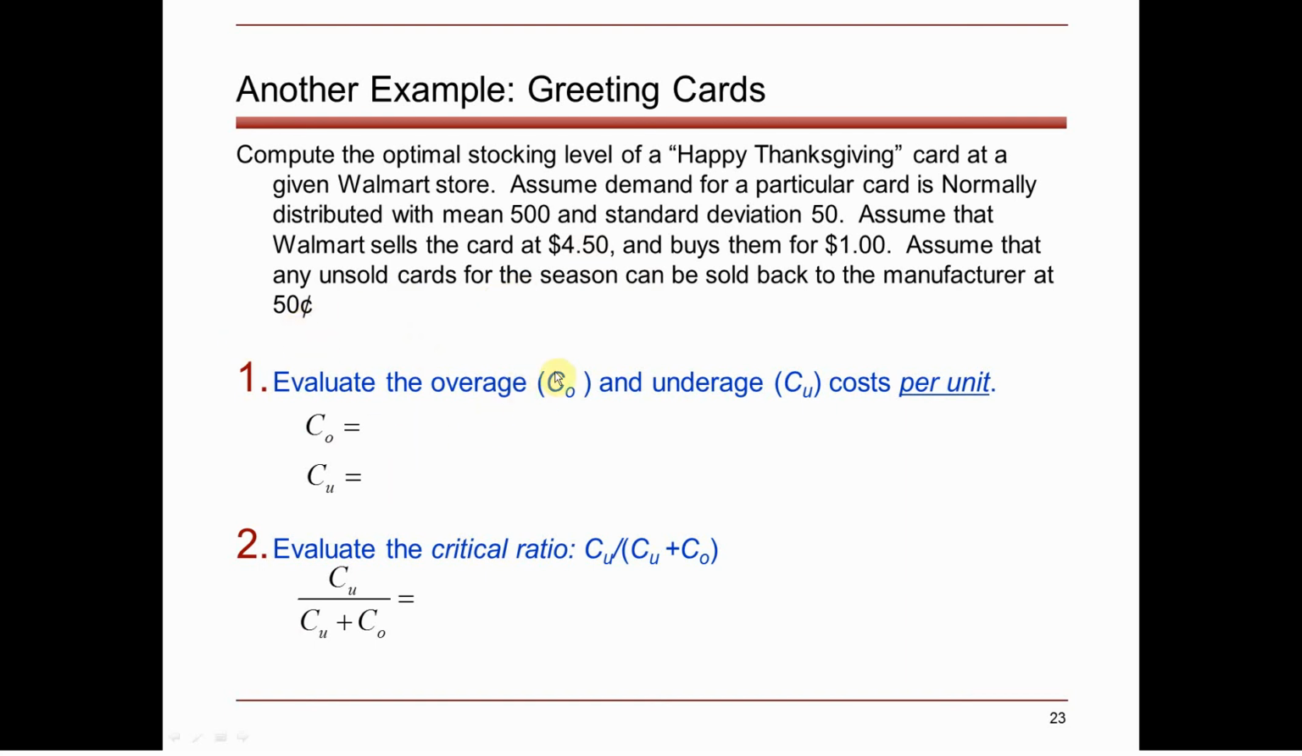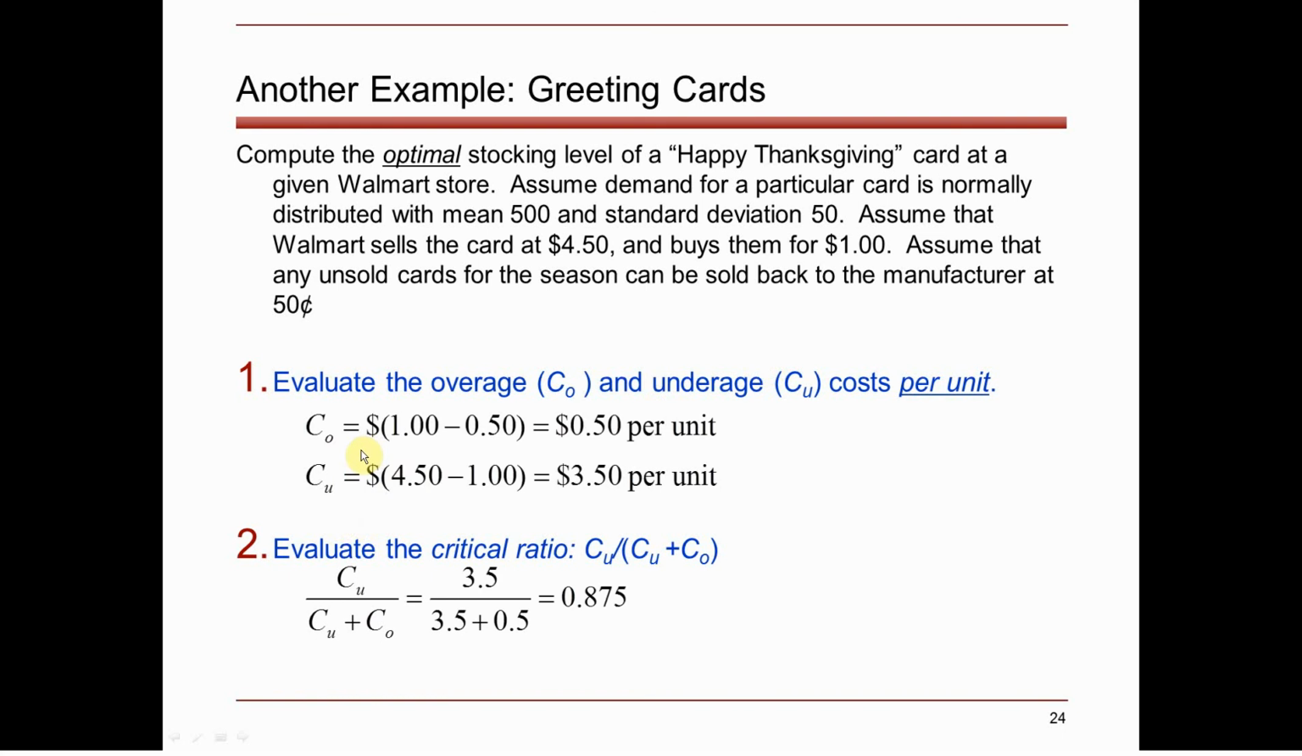How do we evaluate the overage and underage per unit? Well, pretty easy. Our overage is going to be the dollar that we pay for, because that's our sunk cost, minus the 50 cents that we get back from salvage. So the overage cost per unit, the cost of having one too many, would be 50 cents. The underage would be how much we expect to sell it for, $4.50, minus how much we paid for it. So the opportunity loss would be $3.50. So we would lose the opportunity to gain $3.50 if we didn't have a card to sell.